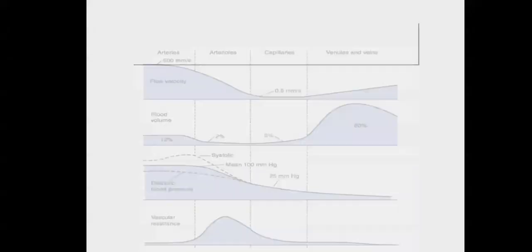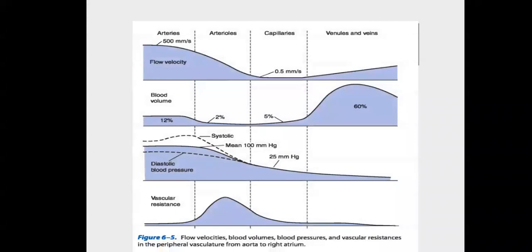So we will start with this picture, and you can see that here are the arteries, capillaries, veins, and venules. So why is the flow velocity the highest in the arteries? Because they have the largest radius. The aorta has the highest flow velocity. Okay, and the capillaries have the smallest flow velocity.